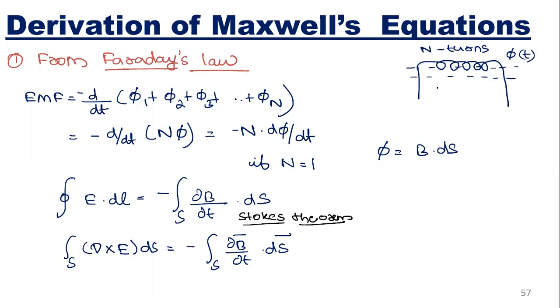So let's consider a coil which has n number of turns, and a flux phi of t is passing through it. We can say that an EMF will be induced, equal to minus d by dt of the total flux. If there are n turns, we can take it as n into phi. The negative sign is because of Lenz's law. All these things you can learn in machines, so no need of going too much into that. We'll see the electromagnetic parts of these things. So EMF is equal to minus d by dt of n into phi, so minus n into d phi by dt. If n is equal to 1, it is just d phi by dt.